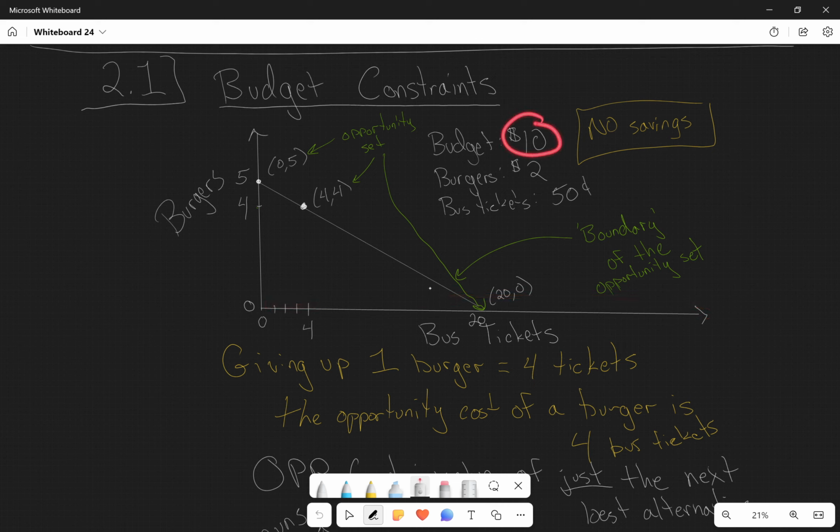Since burgers are $2 each, that means if I had no bus tickets and all burgers, I'd have 5 burgers. If I had no burgers and all bus tickets, I would have 20 bus tickets, and there are combinations in between. Those combinations we call the boundary of the opportunity set.